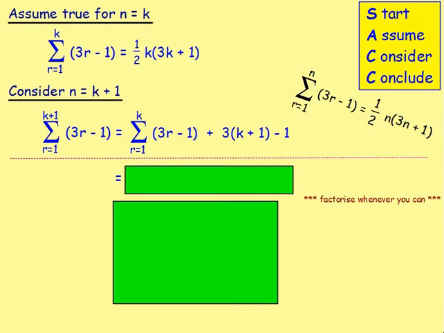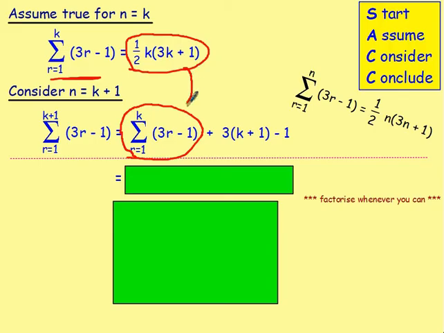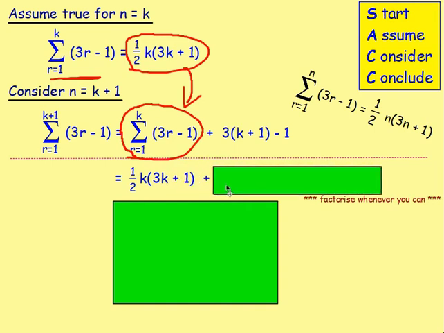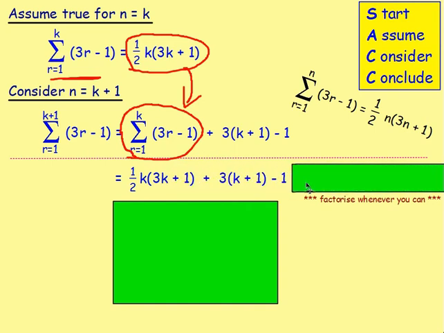Going over the page, everything above this pink line was just on the last page, but where do we go from there? Well, we are wanting to replace this sum of 3r take away 1 going from r equals 1 all the way up to k. We can see there that it's equal to a half k bracket 3k plus 1. We're assuming that is true. So we can sub that in there. So that will become half k bracket 3k plus 1, plus 3 times the bracket k plus 1, take away 1.